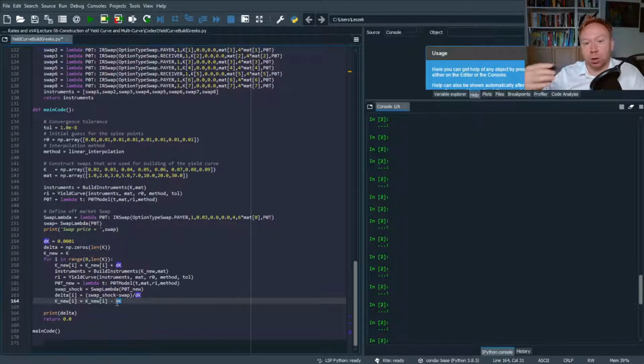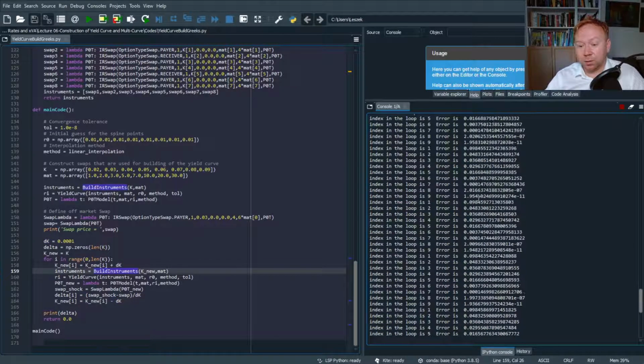And then for each of those curves, we recompute the value of the swap. That will give us the approximation of a delta, which is the derivative of our off-market swap to each market instrument. With this delta, we can conclude how much of the instruments used in building the curve we have to buy or sell in order to hedge the instrument that the client required to buy. So let us run it.